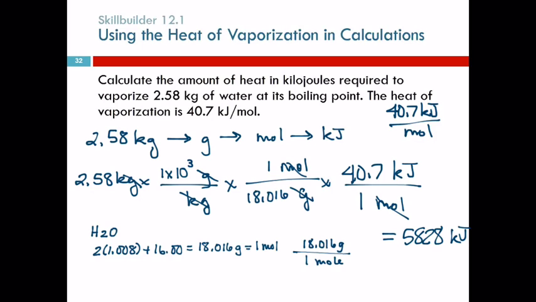How many sig figs should I keep? Should keep 3. This one has 3, and that one has 3. This one's exact. This one actually had 4. I was a little sloppy. I'm going to keep this. So best thing is 5.83 times 10 to the 3rd kilojoules. Any questions?